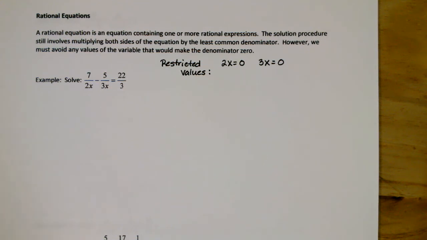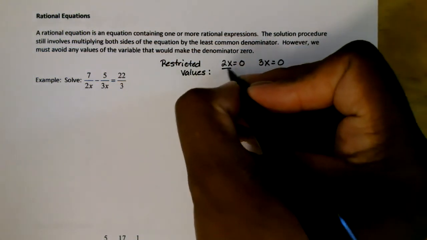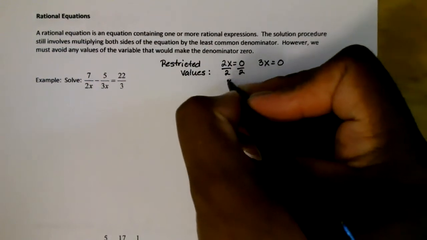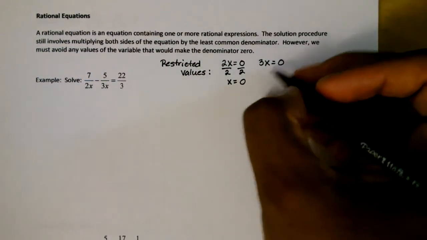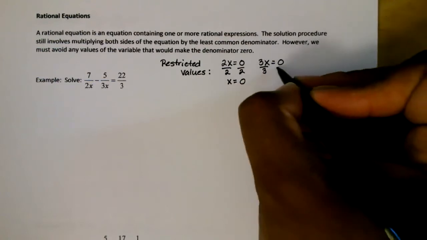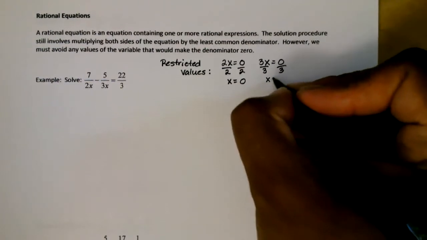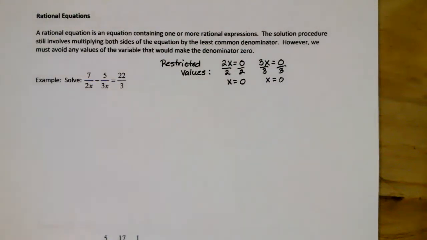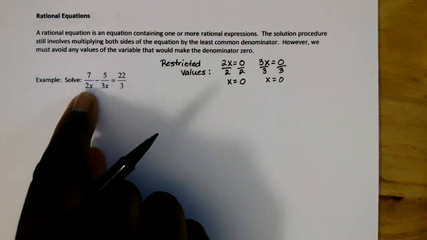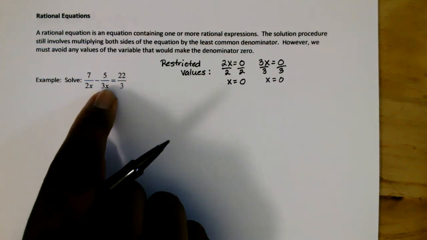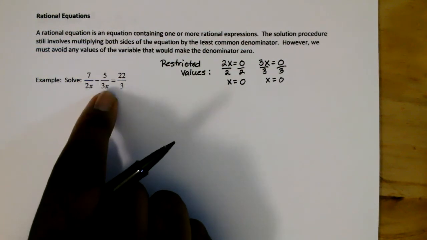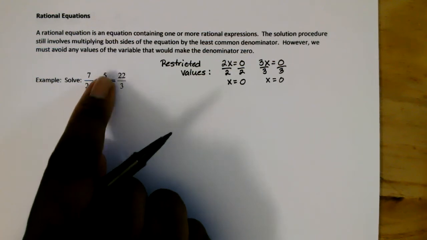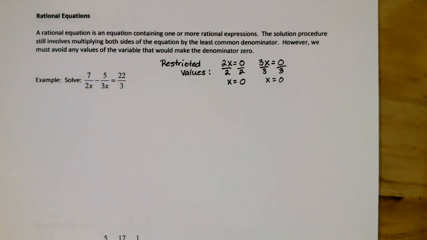And then we solve for x. So for 2x equal to 0, if I divide by 2, you're going to get x equals 0. And likewise, for 3x equal to 0, divide by 3, you'll also get x equals 0. So the only restricted value for this equation would be x equal to 0. Because at 0, this denominator will have a 0 in it. And for this expression, I would get a 0 in the denominator as well.